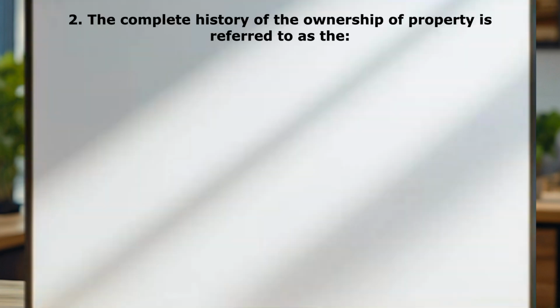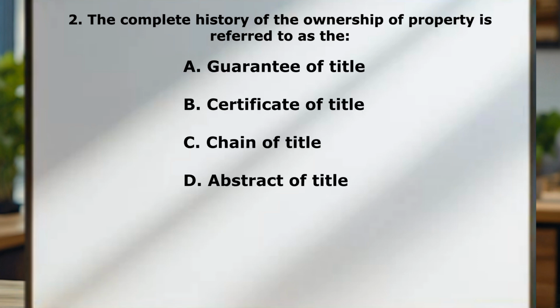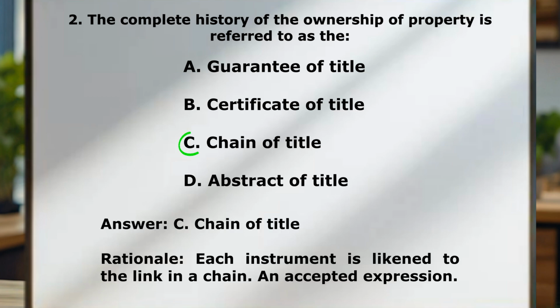Question number dos. The complete history of the ownership of property is referred to as the A. Guarantee of title. B. Certificate of title. C. Chain of title. D. Abstract of title. The answer is C. Chain of title.